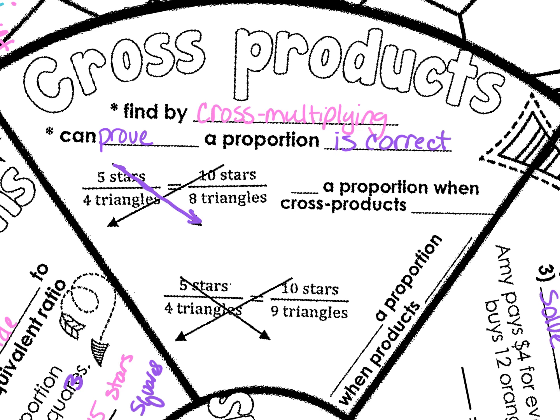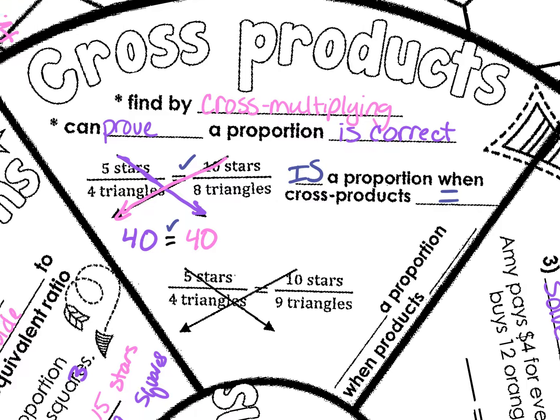So 5 times 8 is 40. And then we have 10 times 4 is 40. Are those both equal? Why, yes, they are. So then this is a proportion. It is a proportion when the cross products are equal.